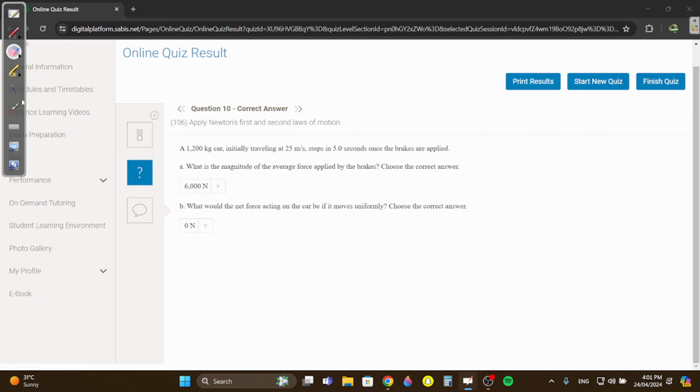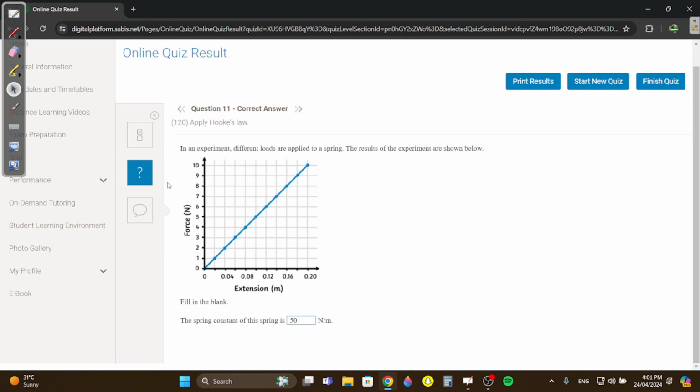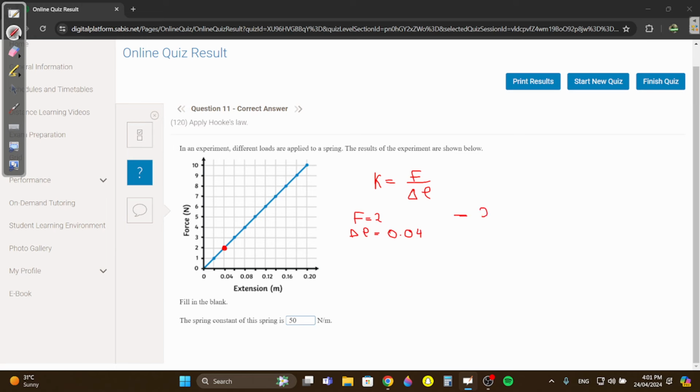Question 11. What's the spring constant? Remember that K equals F over delta L. So the constant K, I just take the force divided by delta L. In this case, you can take any point you want. Let's take this one here. You have the force is 2, and delta L, the extension, is 0.04. So once you divide 2 by 0.04, you do get 50. So K equals 50.